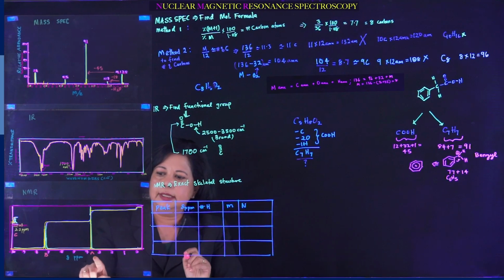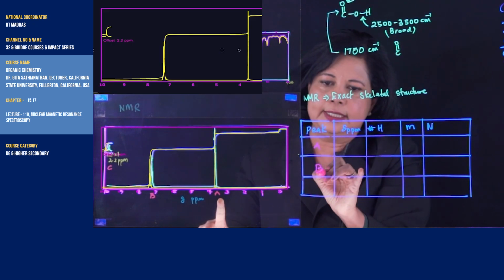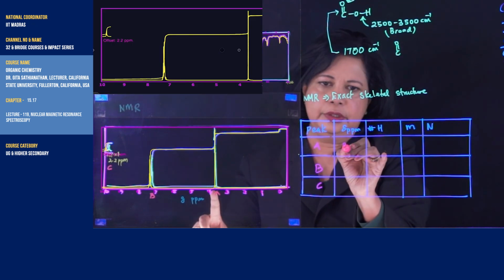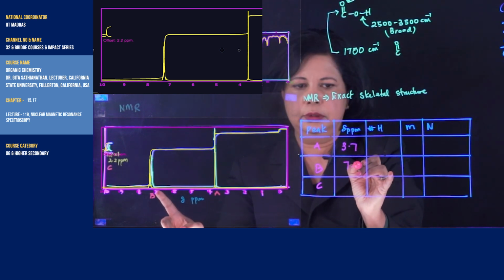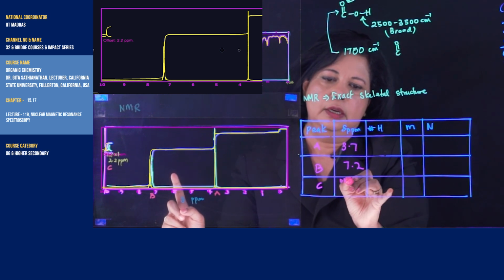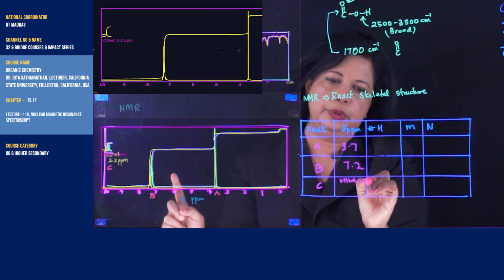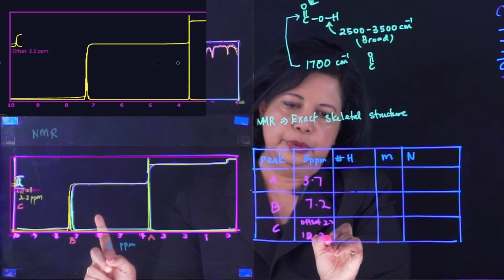Let's tabulate the numbers. Let's check the numbers out here. Peaks A, B, and C are showing up at around 3.7, 7.2, and 12.2. So this is offset 2.2. That's 10 plus 2.2, which is going to be 12.2.